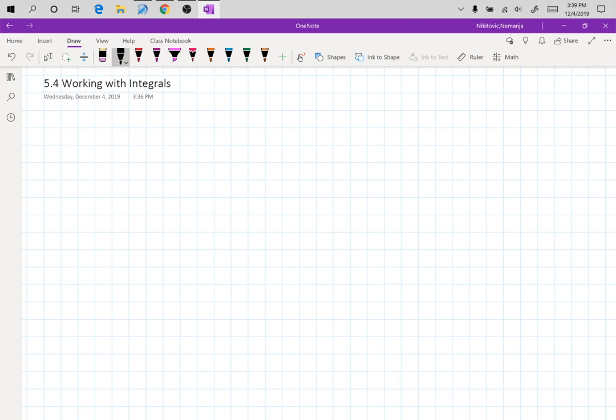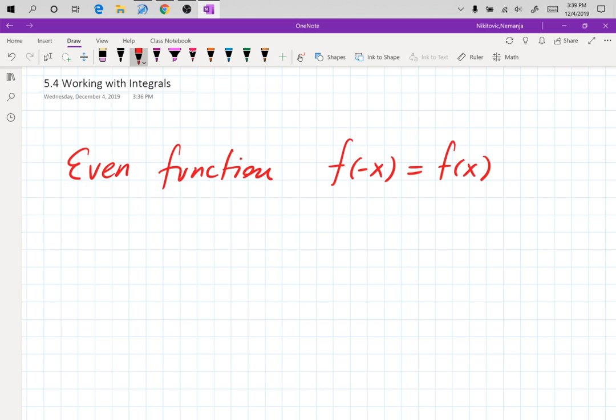Before we go and look at those formulas, we have to review the meaning of even and odd functions, which is something you learned a year ago in the basic function course. So we have something called an even function. And the even function had the property that f of negative x is equal to f of x. So that was the property of even functions.